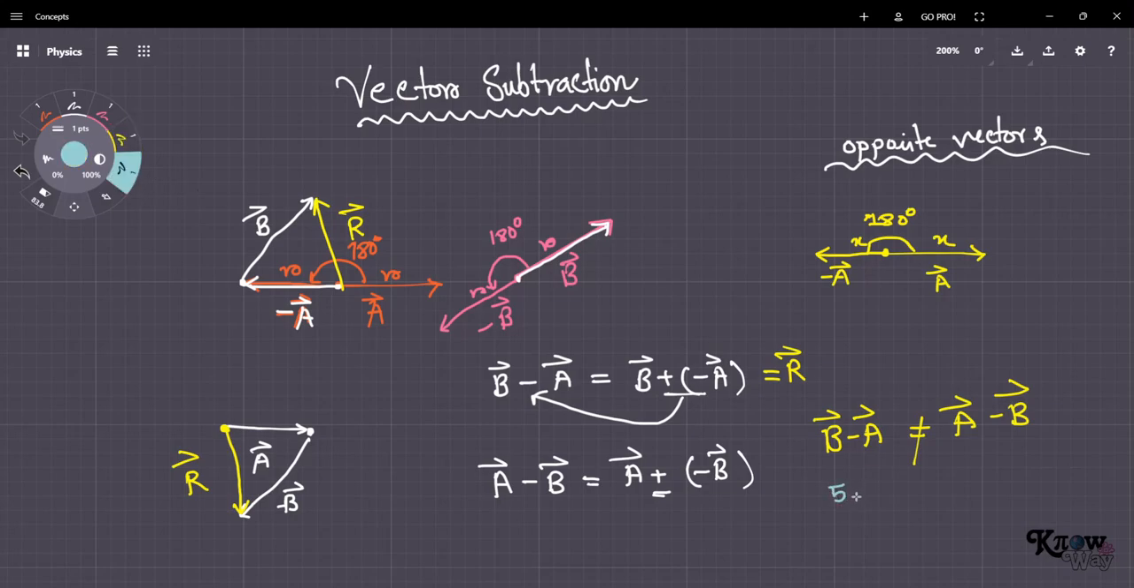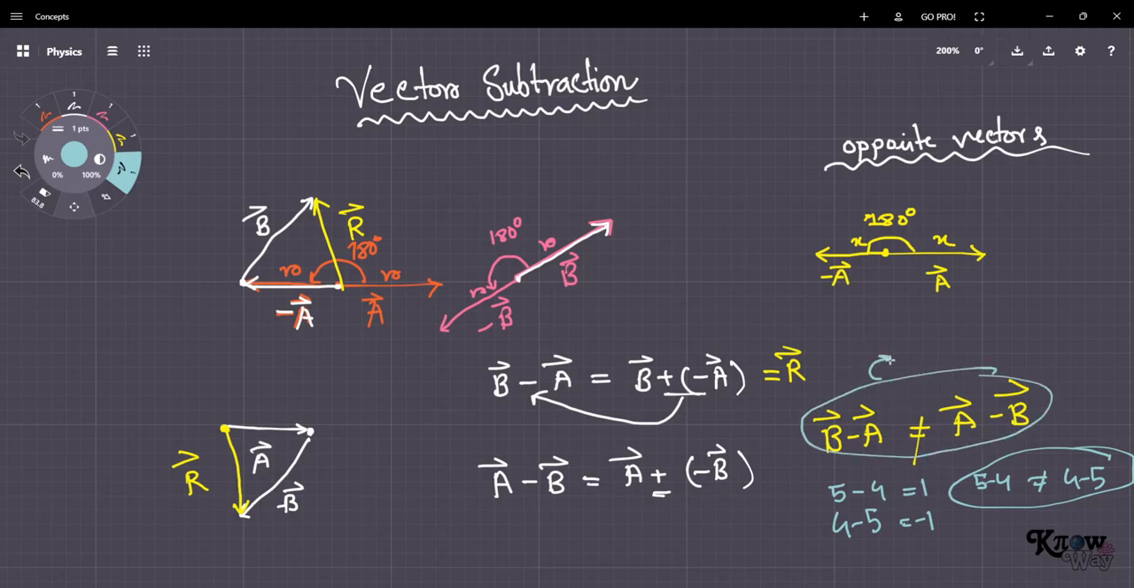Let's say we have 5 and 4. 5 minus 4 will give us 1, but 4 minus 5 will give us minus 1. So 5 minus 4 will not be equal to 4 minus 5. That's clearly it. And that is also true for this formula. So we can say in words that it does follow in quite a few examples, but I would clearly like to say it doesn't follow the commutative formula for subtraction. And that's pretty much it about vector subtraction and vector addition.